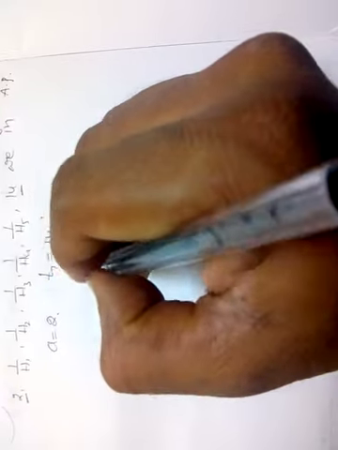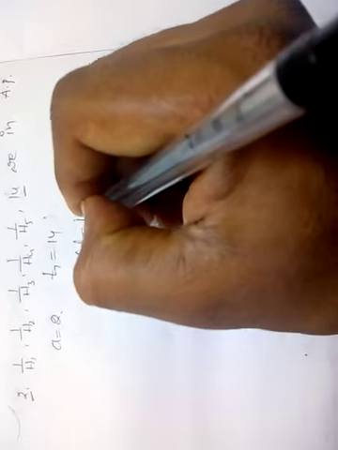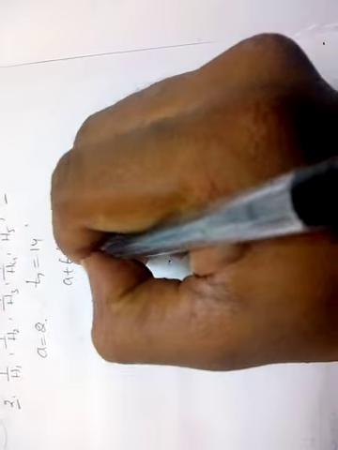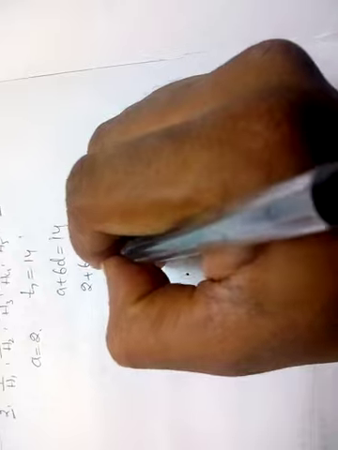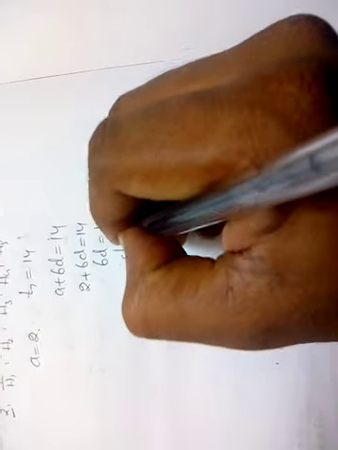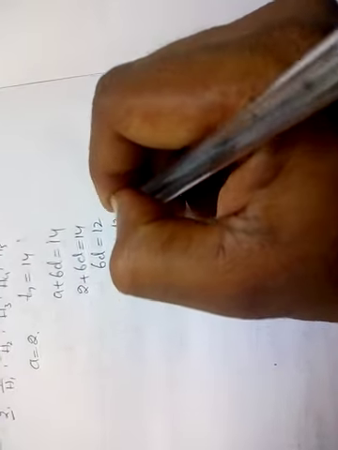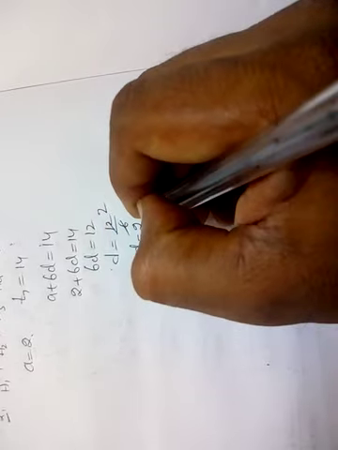What is the formula? T7 is A plus 6D. A plus 6D is equal to 14. 2 plus 6D is equal to 14. 6D is equal to how much? 12. So D is equal to 12/6, so D is equal to 2.